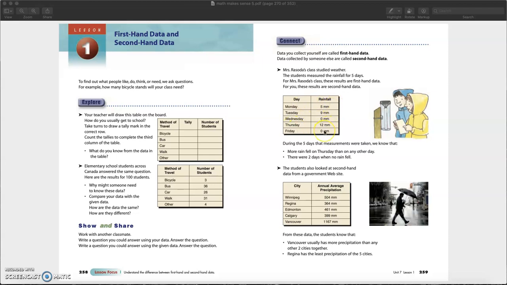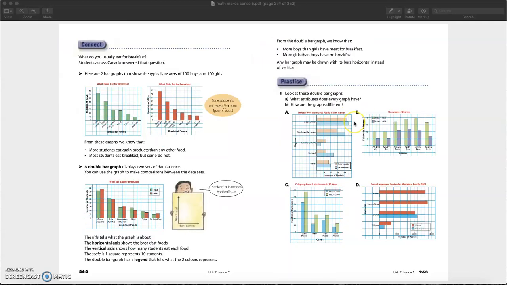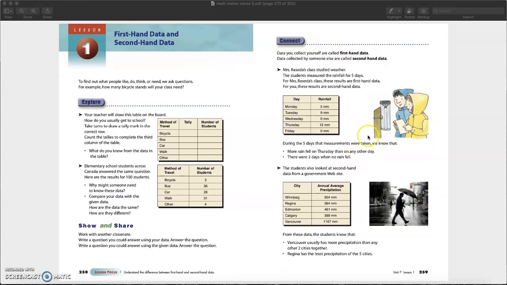So we're going to look at first-hand data, second-hand data, and then what do we learn? What are some things we learned about the information we have? Oops, sorry about that. The students also looked at second-hand data from a government website. So we've got cities here. Okay, annual average precipitation. Okay, rainfall, snowfall. So we've got all these cities from across Canada.